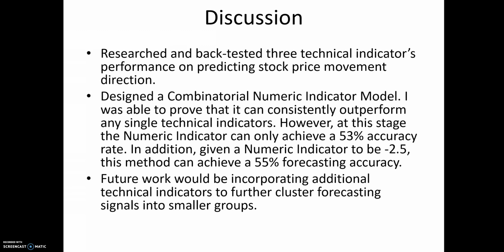And discussion. So I'll do a summary of what I've done. I researched and backtested the performance of three technical indicators in predicting stock price movement direction, and I also designed a combinatorial numeric indicator model. I proved that it can consistently outperform any single technical indicator. So I think it is one of the achievements of my research. At this stage, the model can only achieve around a 53% accuracy rate in total. The ideal scenario is -0.25, which was able to achieve a 55% accuracy rate.